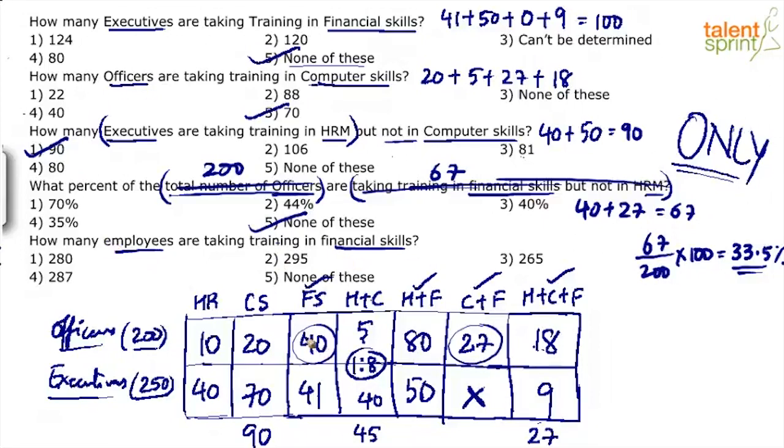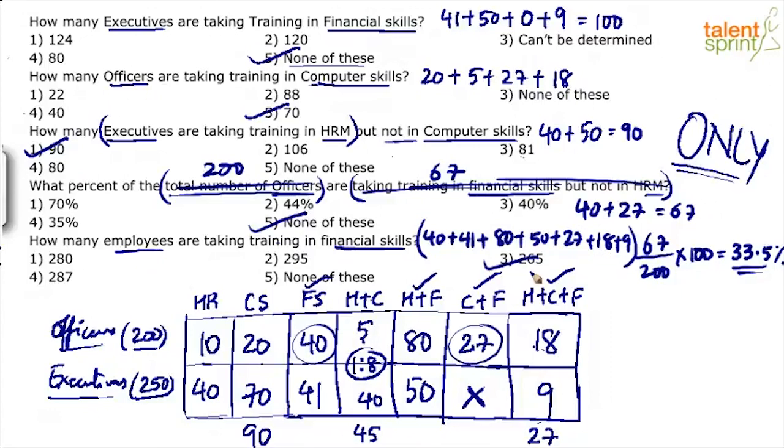So financial skills, 40 plus 41. Employees he says, so both officers and executives. And what else is financial skills? This also is financial skills, plus 80 plus 50. Plus this also is financial skills, 27. And this also is financial skills, plus 18 plus 9. Add this and get the answer. So 40 plus 41, 81, 81 plus 80, 161. I'll add 9 first. 161 plus 9, 170, 170 plus 50, 220, 220 plus 27, 247, 247 plus 18 is 265. Option 3 would be the answer.